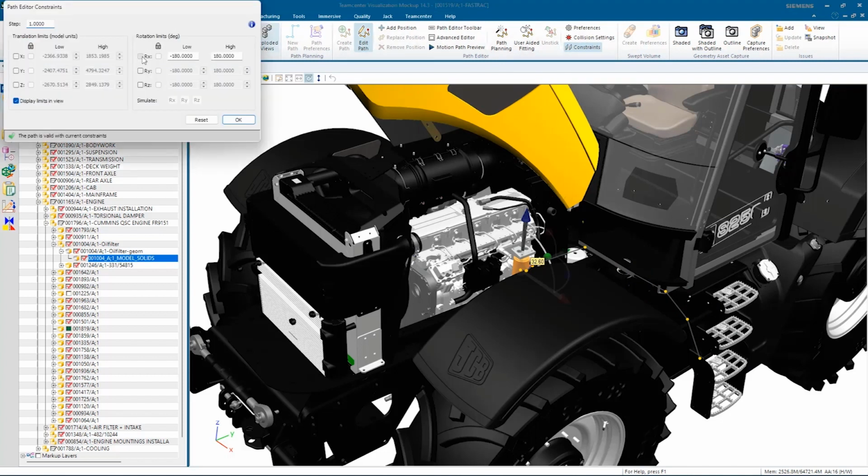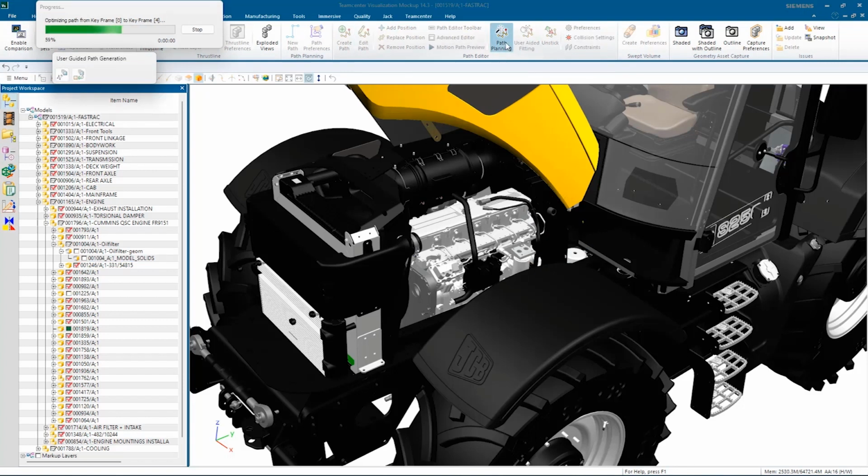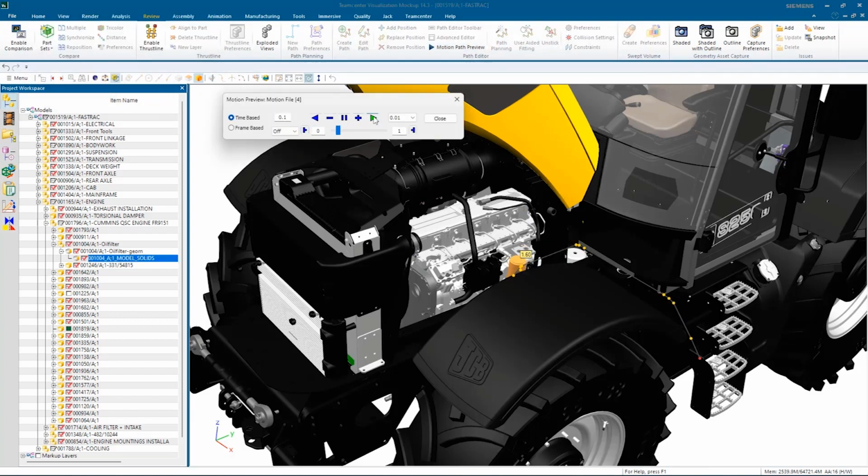Next, the service engineer adds a tilting constraint of plus or minus 10 degrees to ensure the oil filter can be safely removed without spilling oil. He regenerates a path and again replays the motion to evaluate it.